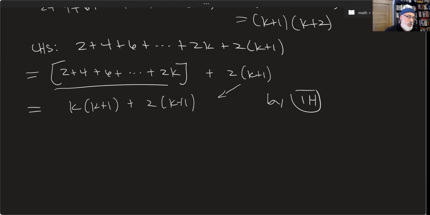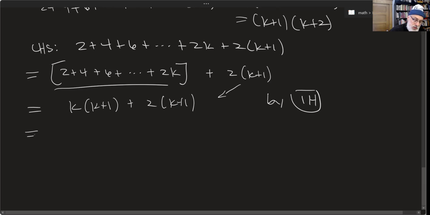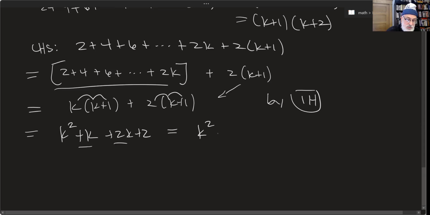Okay, so let's multiply this stuff out. So we're going to distribute k over k plus 1. So take k times k is k squared. K times 1 is k. And let's distribute this guy. So that's 2k plus 2. That is equal to k squared. Now I'm going to group like terms. So k and 2k, that's 2k plus k gives me 3k plus 2. Not too bad.